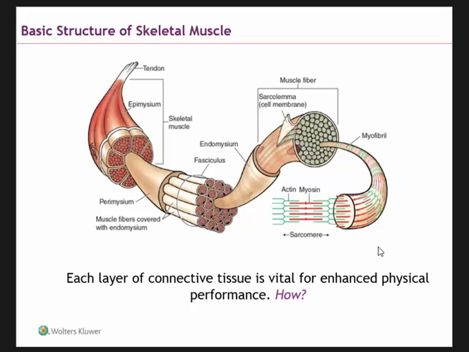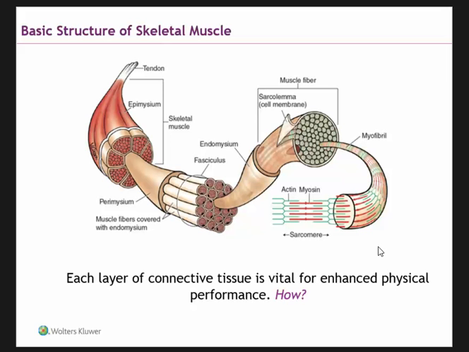So after thinking about it, what you would probably say is it protects the delicate contractile elements. A lot of structures in our muscle are very delicate, and we want to make sure they're protected and nourished. That's one purpose. Another is tendon structure. The epimysium forms the tendon, and without the tendon, we could not have movement because we wouldn't be able to connect the muscle to the bone. So that's another important part.